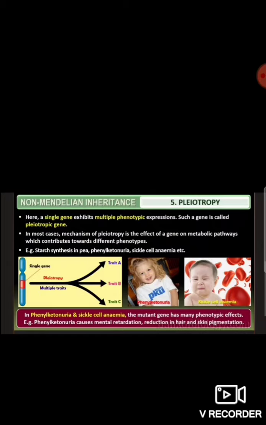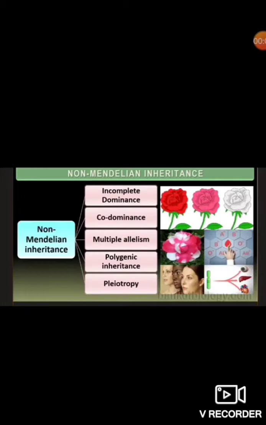So in most cases, now we will just have a glance at whatever we have studied. Non-Mendelian inheritance: we can see incomplete dominance, codominance, multiple allelism, polygenic inheritance and pleiotropy.